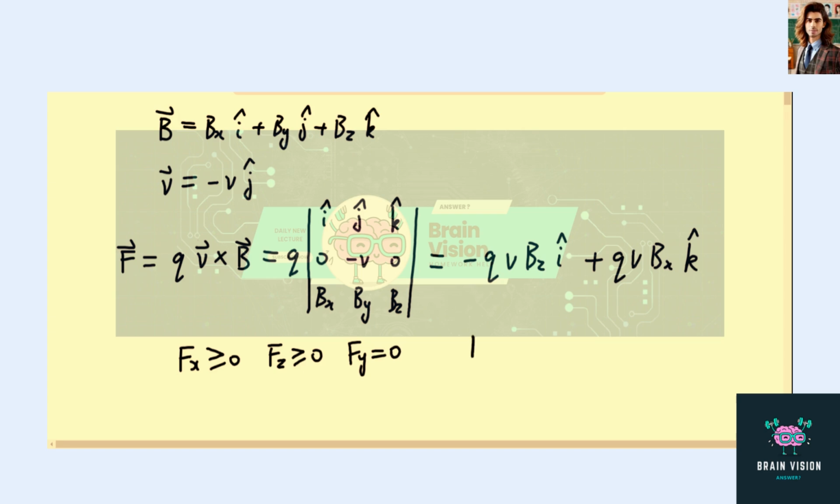So from this we get Bz should be smaller than or equal to 0. Bx should be greater than or equal to 0. And By can take any sign.